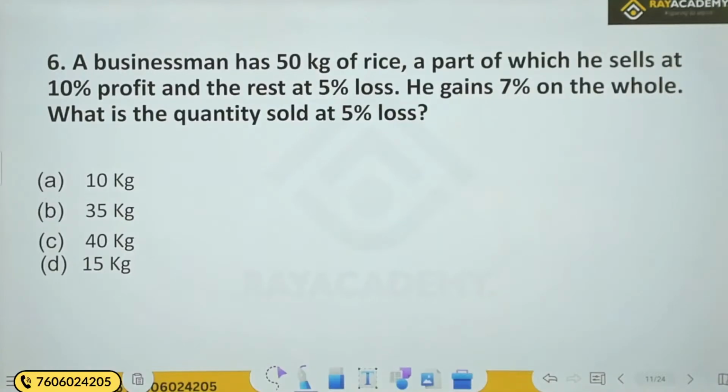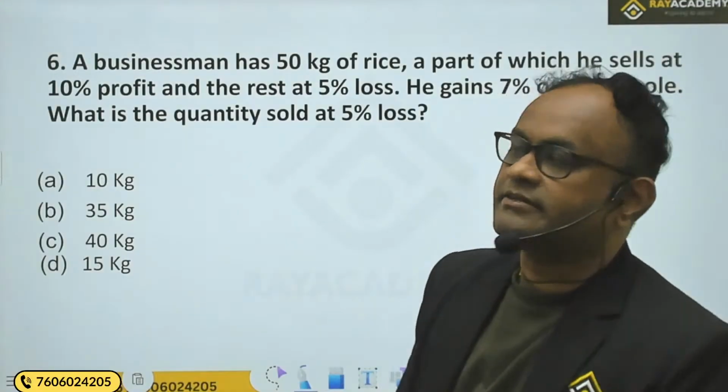Question number 6. A businessman has 50 kg of rice, a part of which he sells at 10% profit and the rest at 5% loss. He gains 7% on the whole. What is the quantity sold at 5% loss? Okay, this is also a very interesting question. Though it is a profit and loss question, you can use the alligation method very easily.